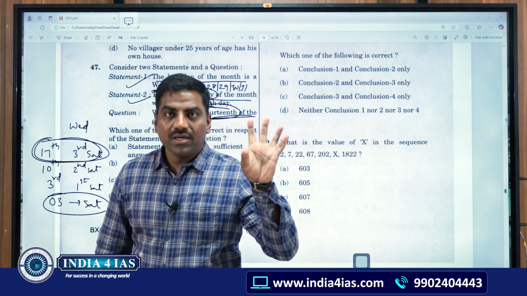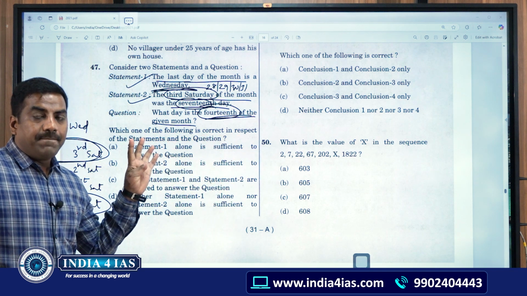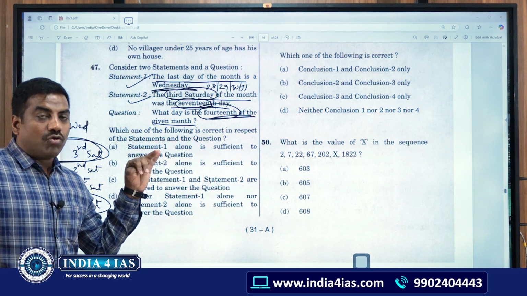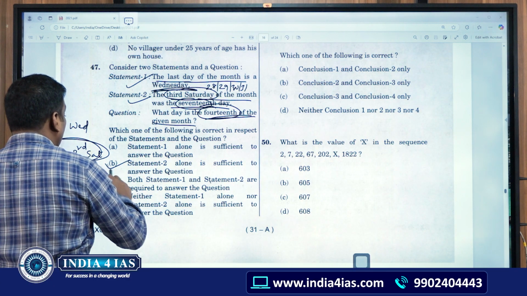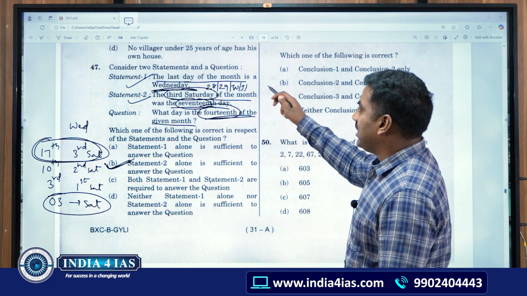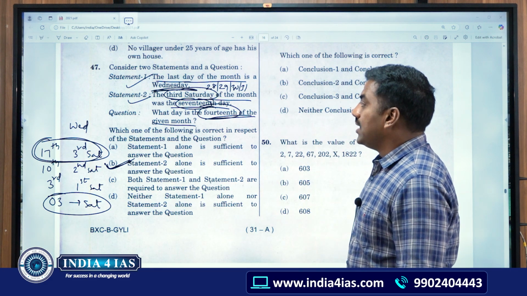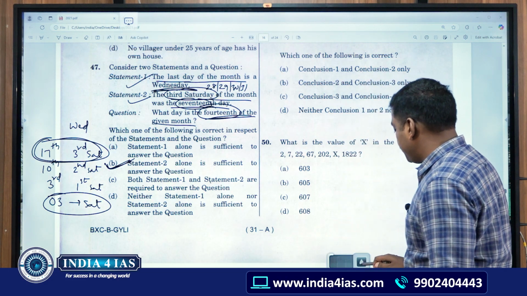So Saturday, if you take as 17, 16 is Friday, 15 is Thursday and 14 is Wednesday. Yes, with statement 2 alone, I can answer this question. But statement 1 alone will not give me the answer. So statement 2 alone can give me the answer.